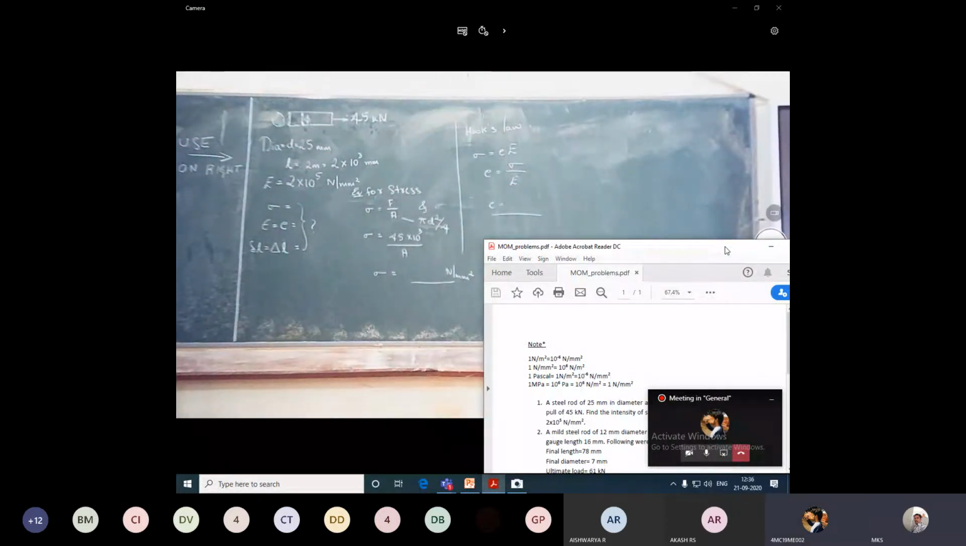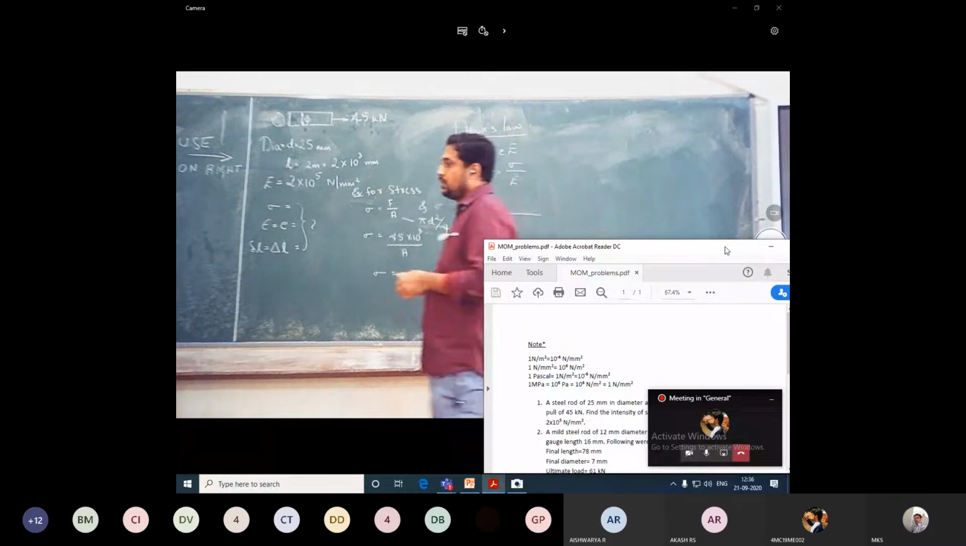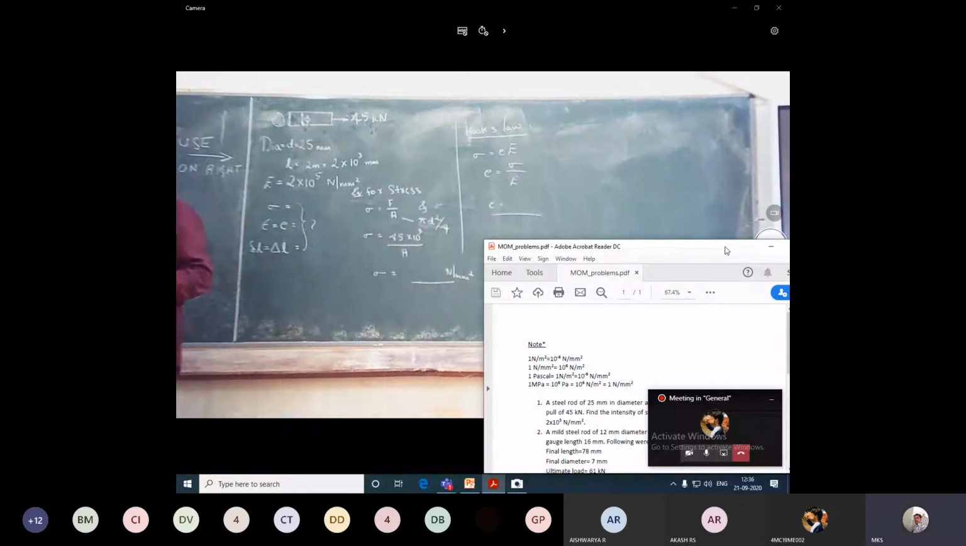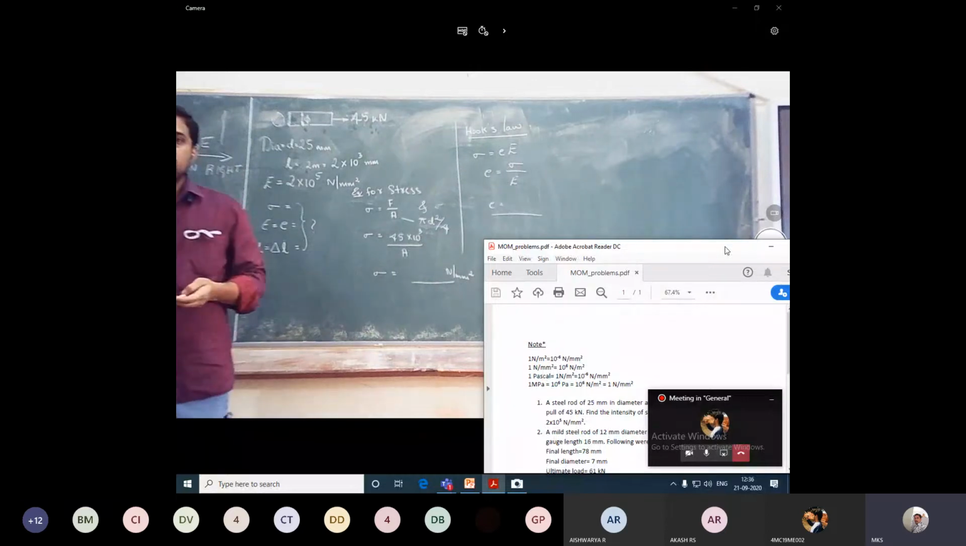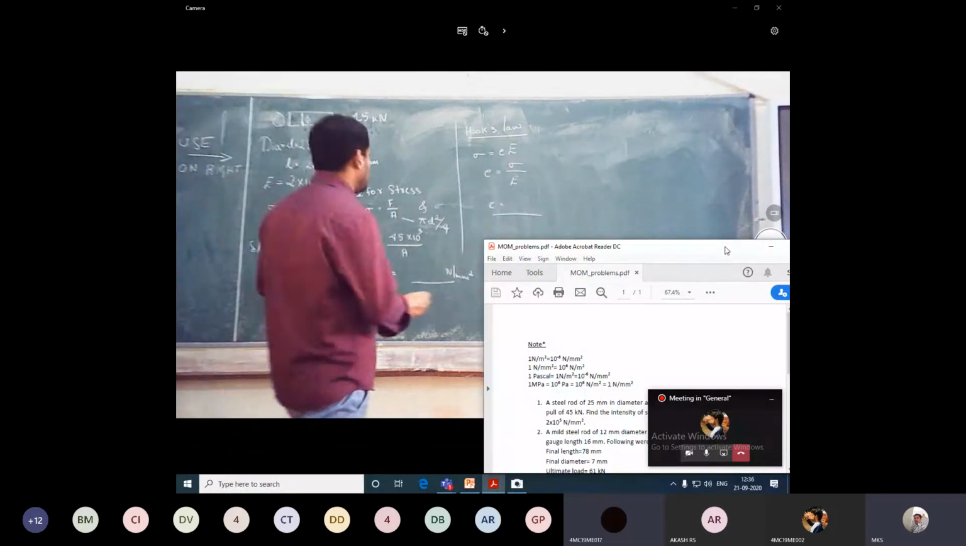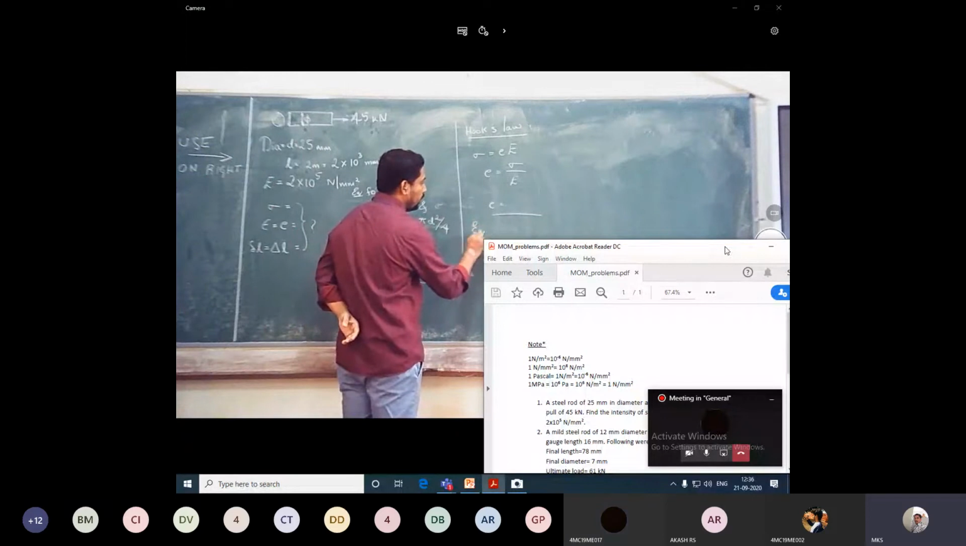So how is the strain given, by what equation? The general equation for strain is... Or anybody else? Other than Abhishek, anyone else? We have so many participants here, 25 of them, so anybody can answer. Strain is given by change in length per unit length. Yes, so that is the basic equation for strain.